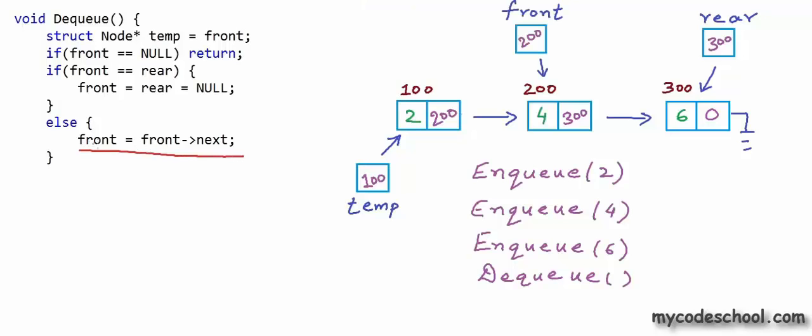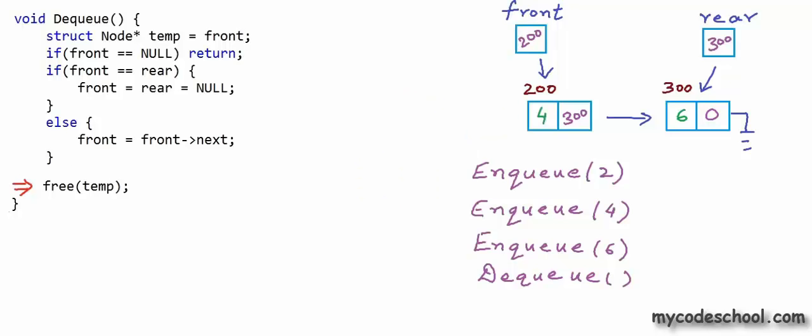So my queue is good now, all the links are appropriately modified, but this node which was front previously is still in memory. Anything in dynamic memory has to be explicitly freed. To free this node we will use the free function, and to this free function we should be passing the address of the node, and that's why we had created temp. With this free, the node will be wiped off from memory.